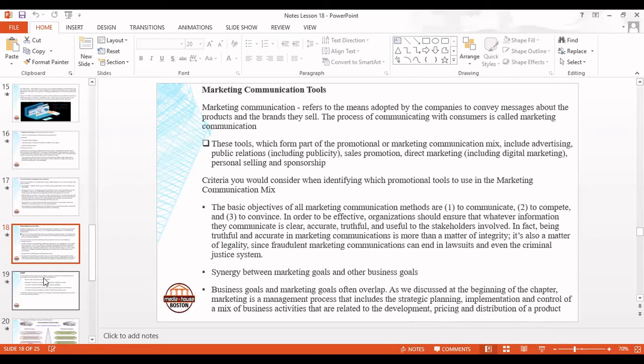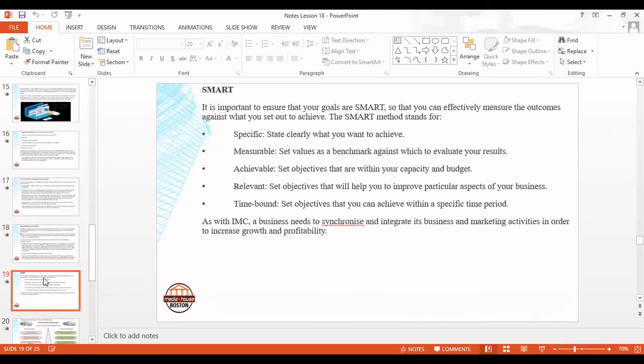Then remember, move on now to SMART. It is important that your company objectives and marketing objectives are SMART, so that you can clearly and effectively measure the outcomes, what you set out to achieve and what you have achieved. If you set out an advertising campaign, what is it that you want to achieve? How do you measure the success of your advertising campaigns? The SMART method works here. It stands for specific, measurable, achievable, relevant, and time bound.